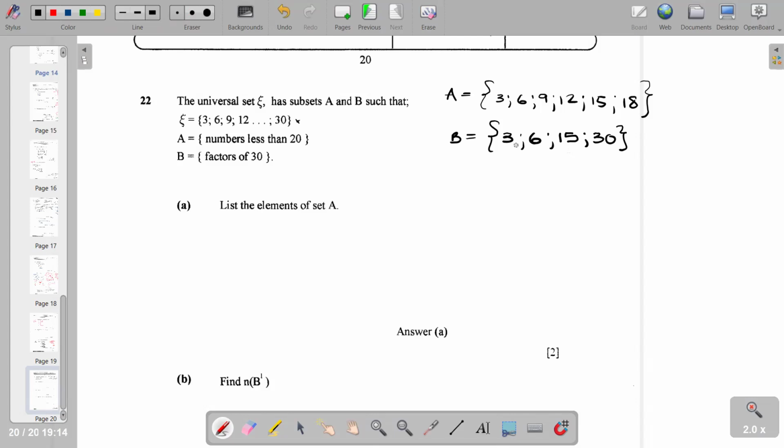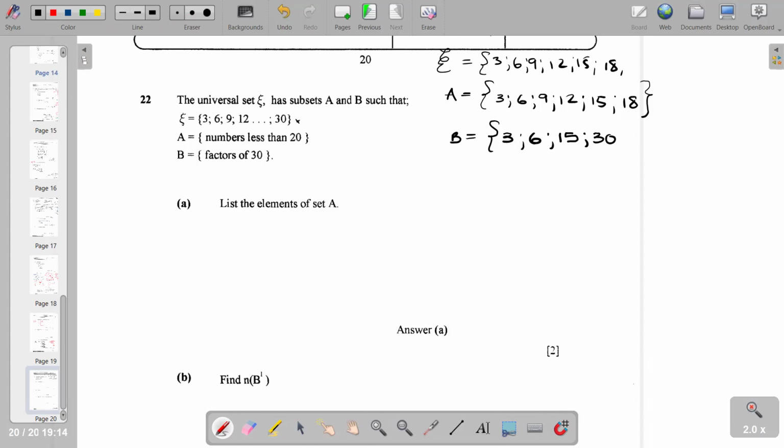10 is a factor of 30, but it's not in the mother set. Similarly, 1 and 5 are not in the mother set. We have to only extract what's in the mother set. If we are to list all the elements of the mother set, that gives us 3, 6, 9, 12, 15, 18, 21, 24, 27, then 30.